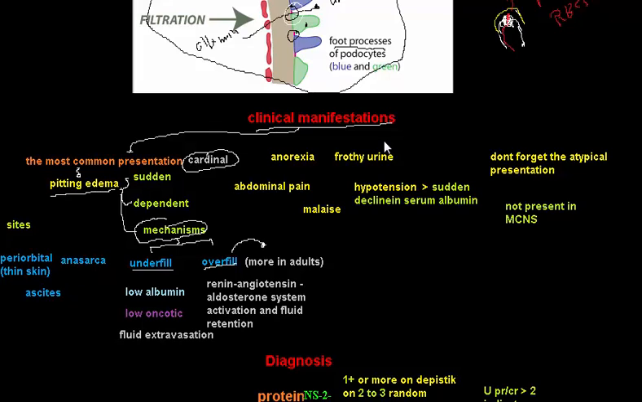Okay, what really happens is that we have a low albumin due to proteinuria and hypoalbuminemia. So we have low albumin in the blood vessels. This low albumin will decrease the oncotic pressure, okay, and this will lead to fluid extravasation from the intravascular space into the extravascular space. That's why we have the edema.